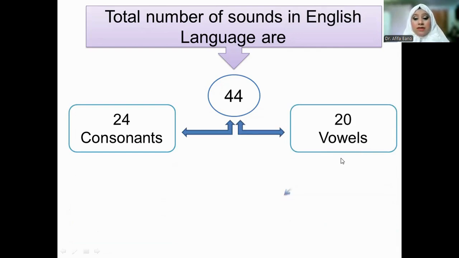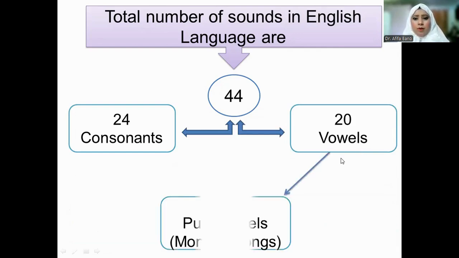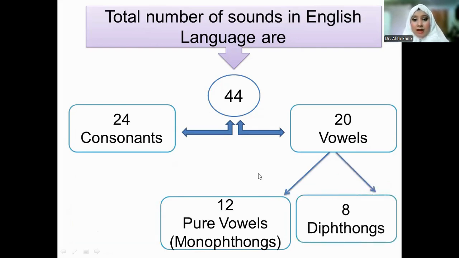Now, these vowels are not all pure vowels. Only 12 are pure vowels, which we also call monophthongs, and the remaining 8 are diphthongs. Now, what are these things? What are pure vowels and diphthongs? That we will see in detail further.